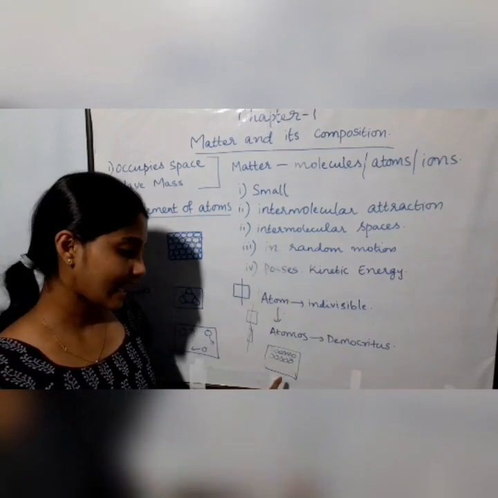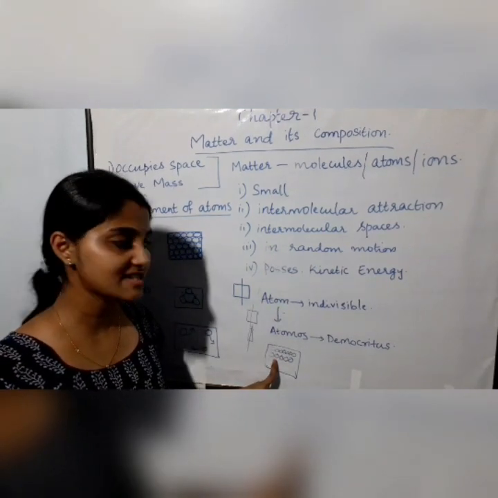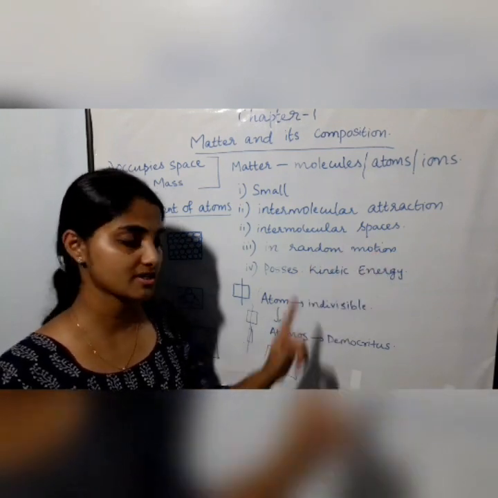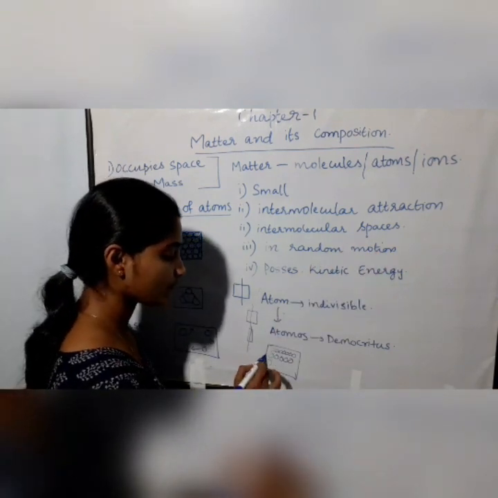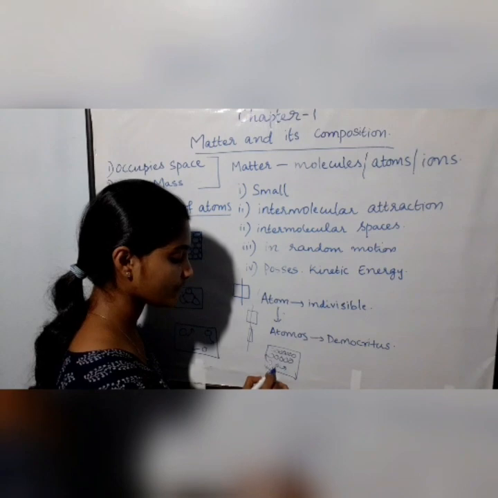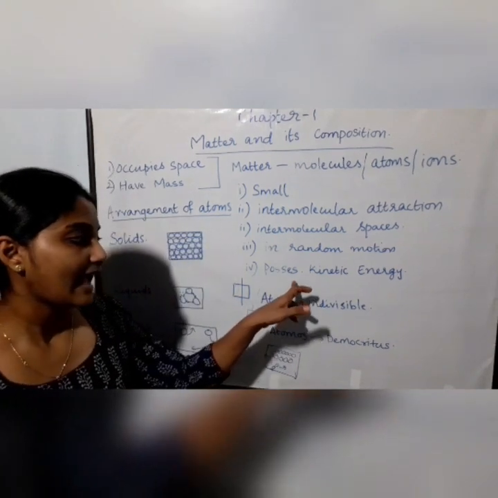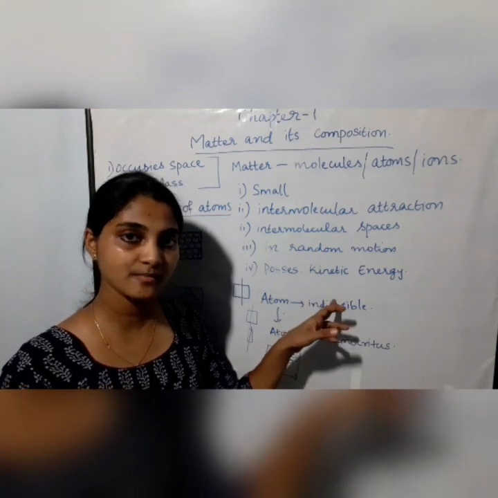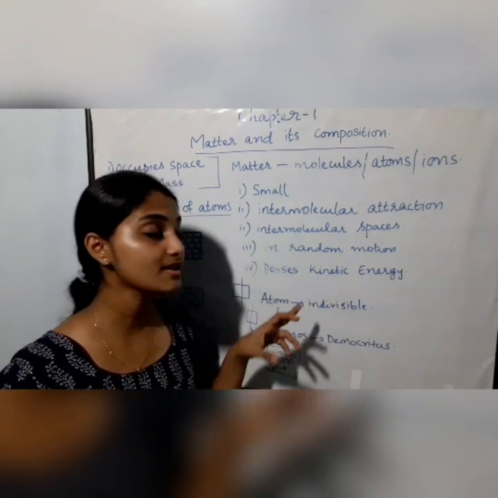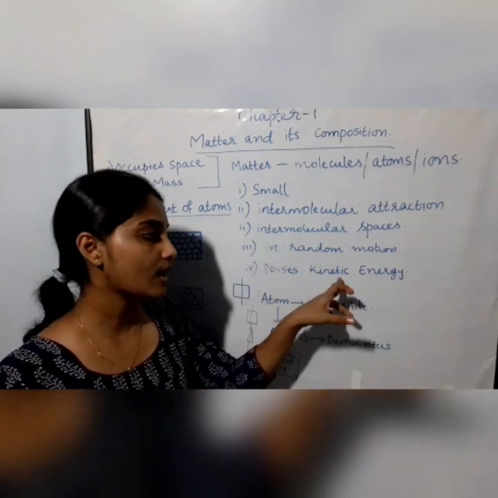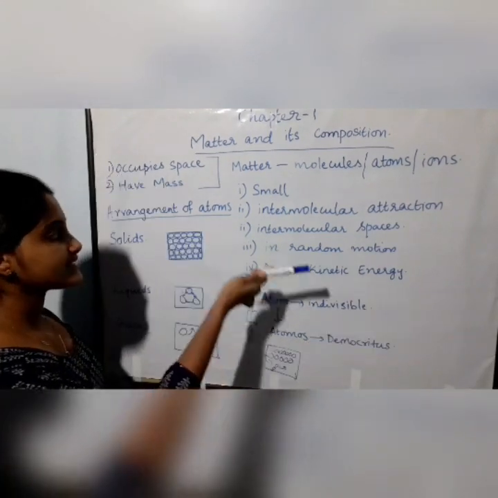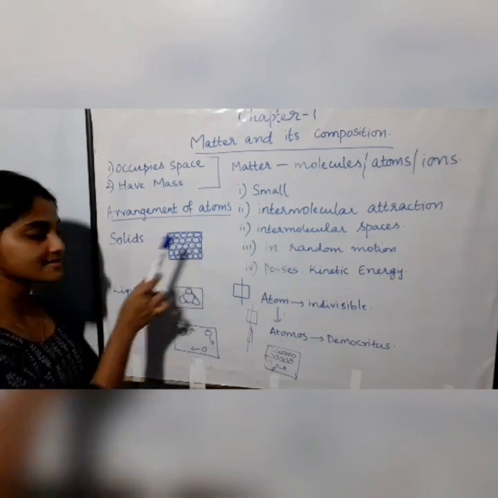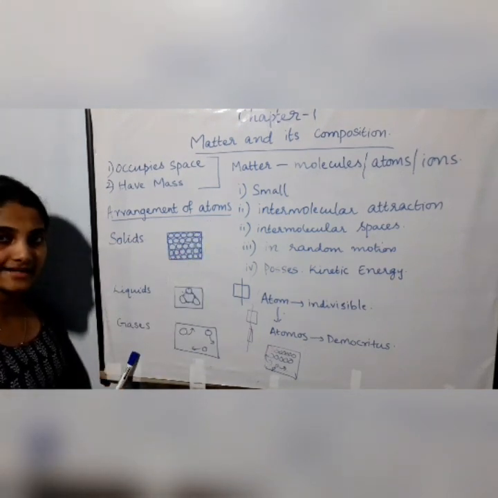And these atoms that are present in the substance are always in continuous random motion, which means they have the ability to move randomly. And any object that has the ability to move possesses some energy, and that energy is called kinetic energy. Let us see how these atoms are arranged in the case of solids, liquids and gases.